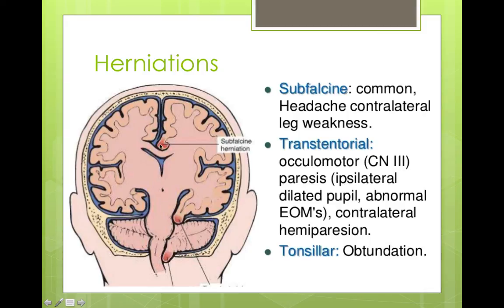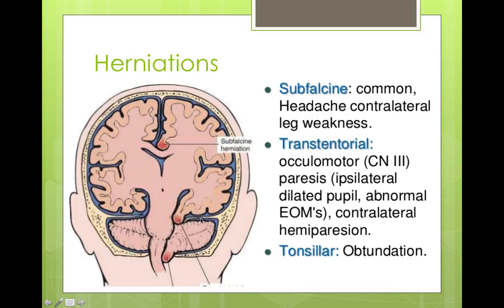Why is that a problem? Because that part of the brain will become damaged. And frankly, this is a very good part of the brain. It's a pretty good part of the brain, so you don't want to really lose it. So subfalcine herniation is very common, and usually the signs are headache and contralateral leg weakness, because here is the motor and sensory part of the leg.